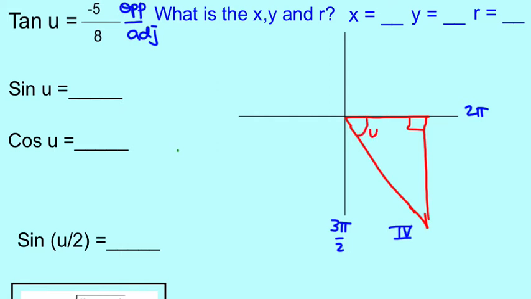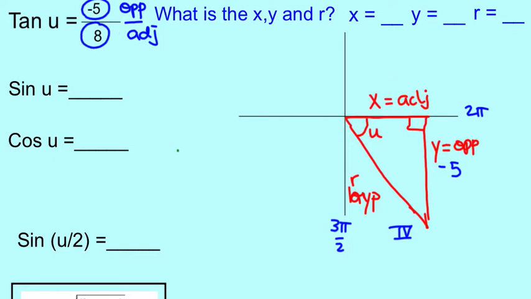Here is my u. This is my x distance, which is my adjacent to u. This is my y distance, which is my opposite to u. And this is my r, which is my radius, which is your hypotenuse in a right triangle. All right, so we're going to take this -5, and that is your y value. This 8 is your adjacent, which is your x value. So my x value is 8. My y value is -5. I don't know what my r is, so let's go and find that next.